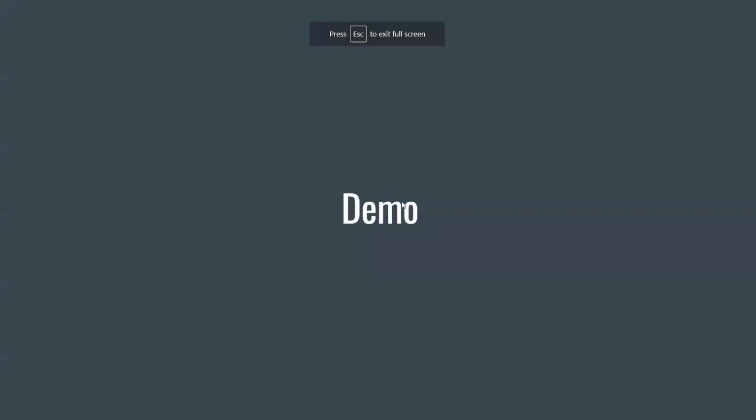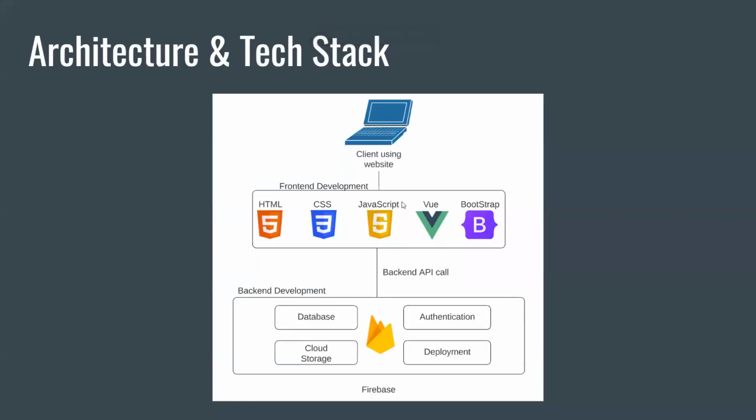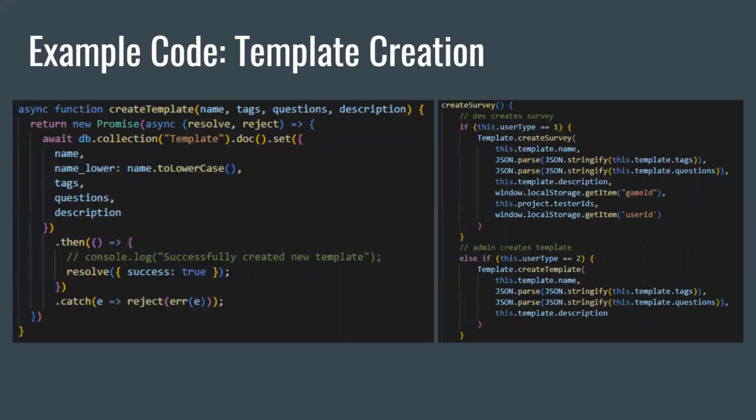Now, in terms of the architecture and tech stack for the project, we use a simple structure split into the front end and back end API. The front end uses the Bootstrap Vue framework, which incorporates HTML, CSS, and JavaScript, whereas the back end uses Firebase for its Cloud Firestore database, storage, authentication, and deployment features. Here's a quick example of a back-end function, create template, and this is how it's integrated into the front-end code.